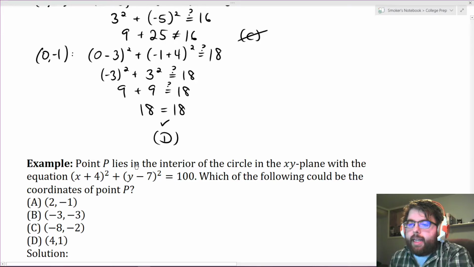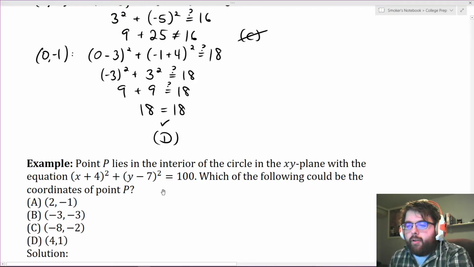So point P lies in the interior of a circle in the xy plane with equation (x + 4) squared plus (y − 7) squared equals 100. Which of the following could be the coordinates for point P?